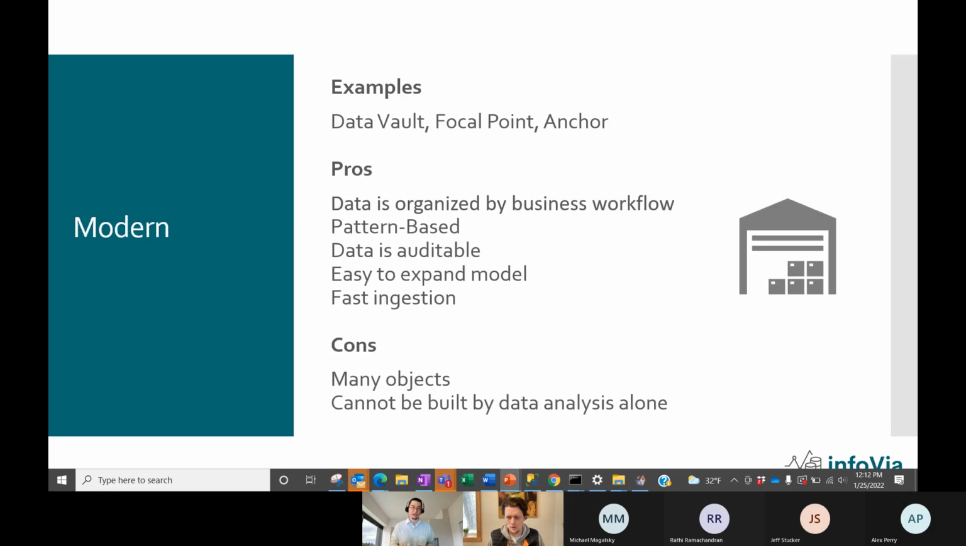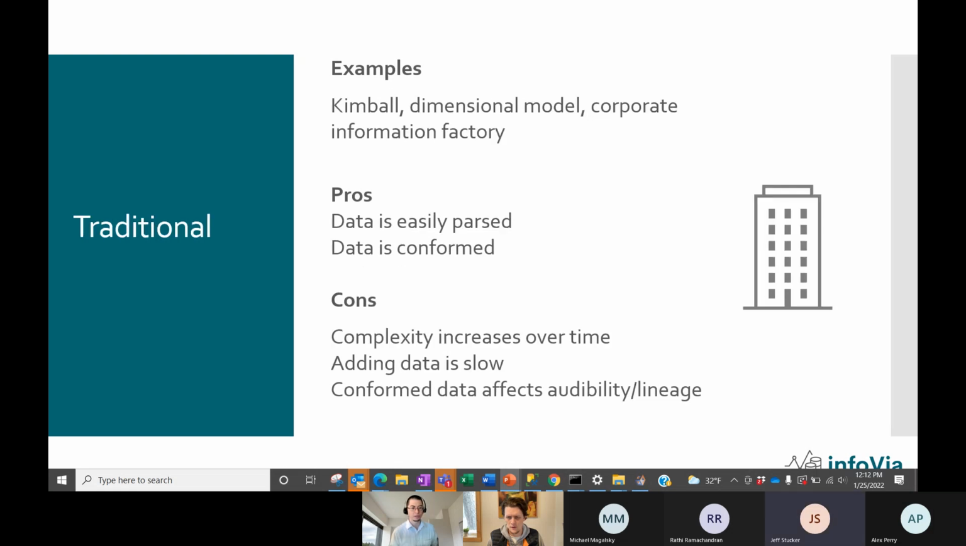Your traditional warehouse, can we go one more back, please? It's going to be more your Kimball or dimensional model or your corporate information factory. Now, most of us are familiar with these. You're going to have your star schema, you're going to have dimensions. It's all very nice and curated. If you want to know about staff data, you go to your staff demographic dimension. The nice side is it's easy to parse, and it's usually considered a golden record.